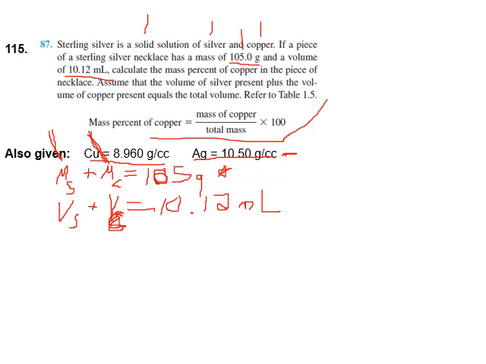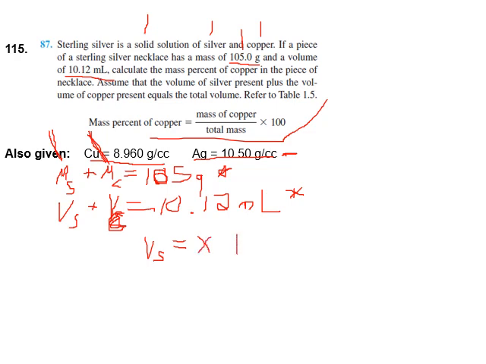But look, this is the key to the whole problem. This is what we do know. We do know that the total volume is 10.12 milliliters. There's only two things that add together to get that. So here's the trick. I'm going to write that the volume of the silver is X, and I don't know if this is the way it is on the next slide or if it's the reverse, but it doesn't matter, because you're going to get the same answer either way.